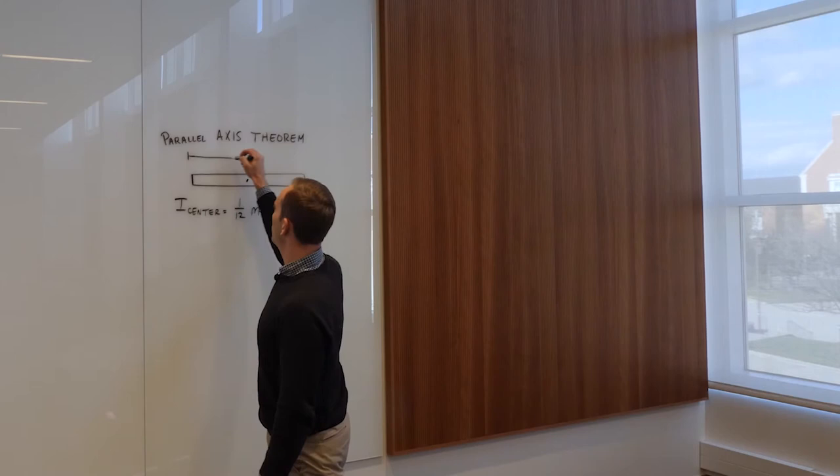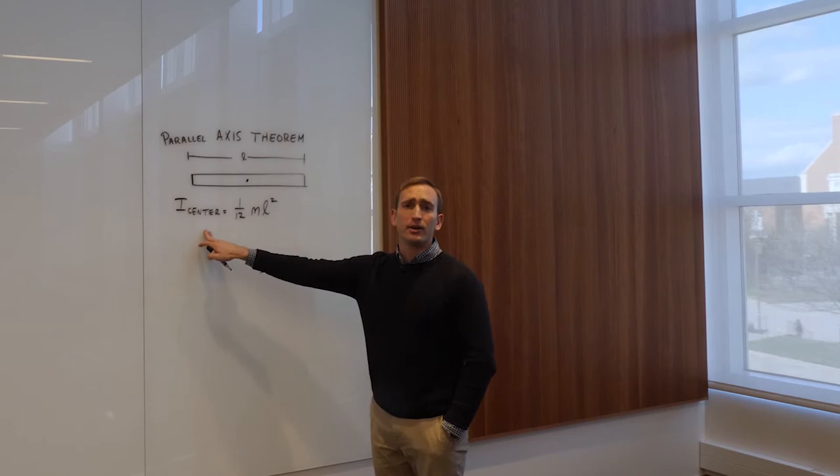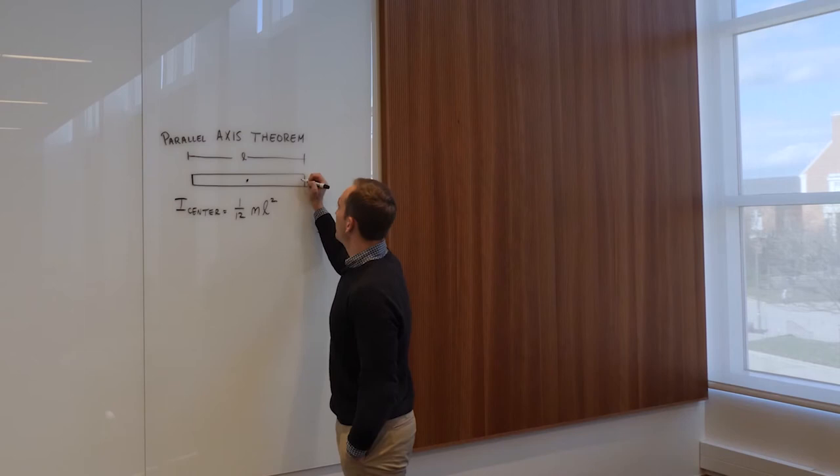And if we were to choose to rotate our rod, or our rectangular block here, about the central point, we would encounter a moment of inertia of 1/12 ml squared. Well, what does the parallel axis theorem say if we wanted to rotate our object instead about a point at the end of the rod?